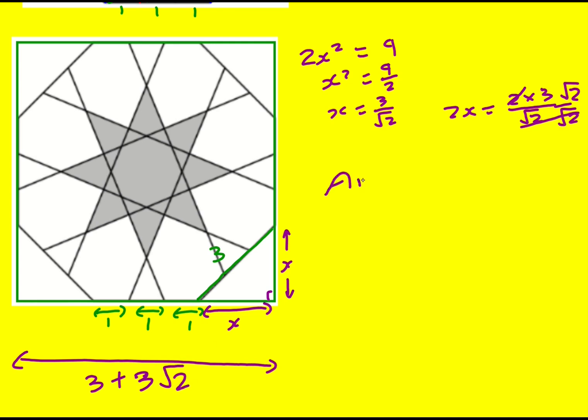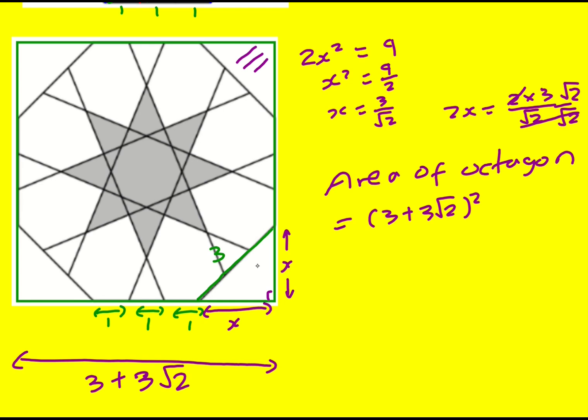So the area of the octagon is going to equal (3 plus 3 root 2) squared, for the whole area of the square. But don't forget, we then need to subtract these 4 triangles. So minus 4 times a half times x squared. So 3 over 2 all squared.